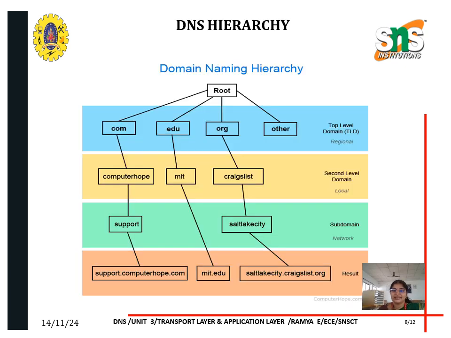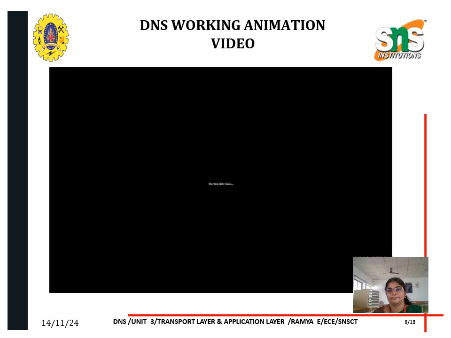In this diagram, we can see the domain name hierarchy. First, we have a root. In root, we have .com, .edu, .org, and others. That is the top level domain, TLD. It comes under regional. Then comes local, the second level domain. It has computerhope, mit, and others. After that is the subdomain, for example support.computerhope.com and mit.edu. Like this we can create a domain name hierarchy.